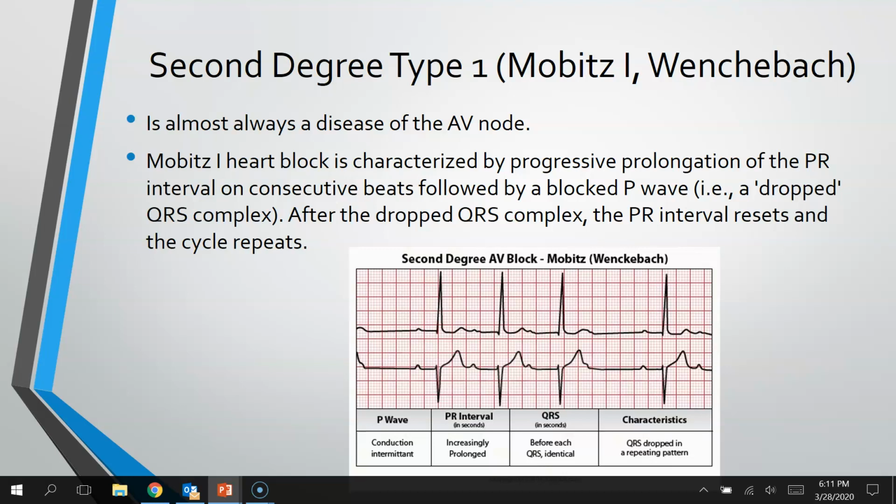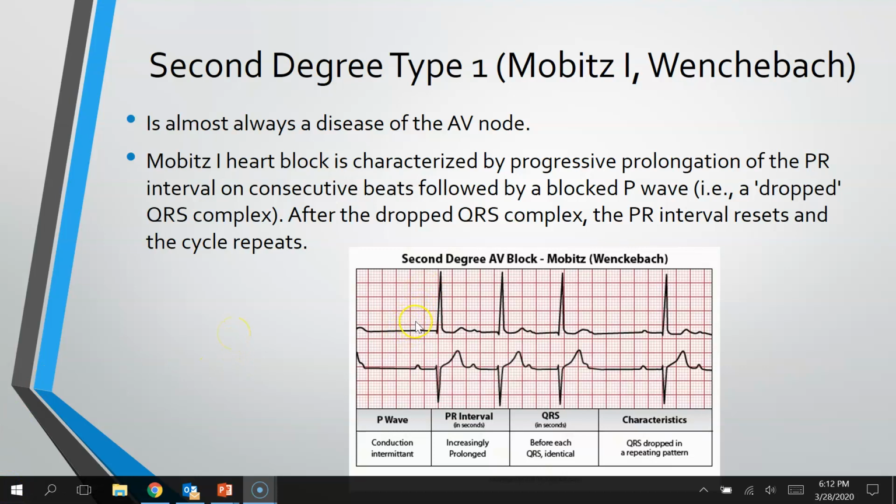Okay, so let's look here. So we have a P wave, we have a QRS, and we have the T wave. Now we're starting to see that the PR interval is increasingly prolonged. So it's going longer and longer and longer, and then it'll drop a QRS complex. And then the PR interval resets, and the cycle repeats.